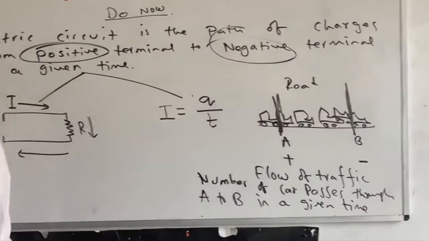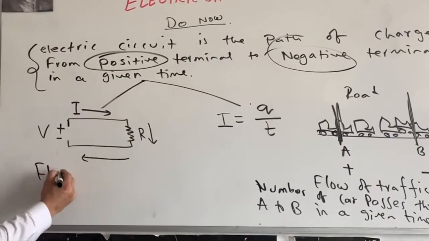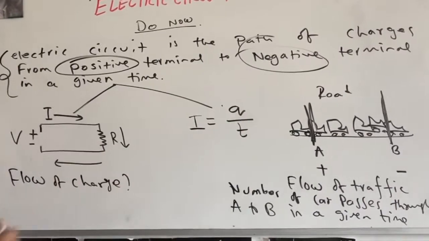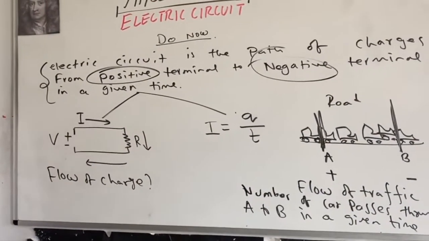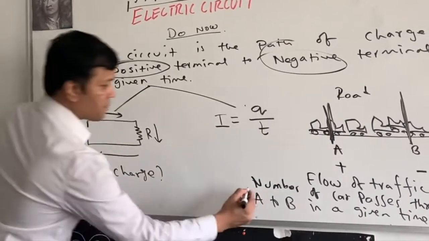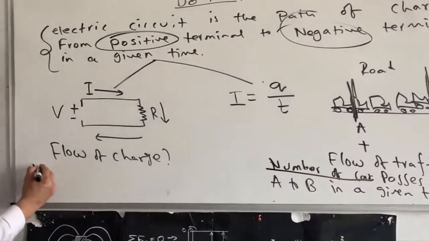Okay. What is the flow of charge? The number of charges that flow from the positive terminal to the negative terminal in a given amount of time. Number of charge.